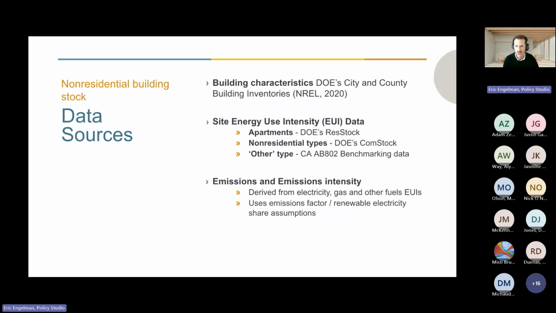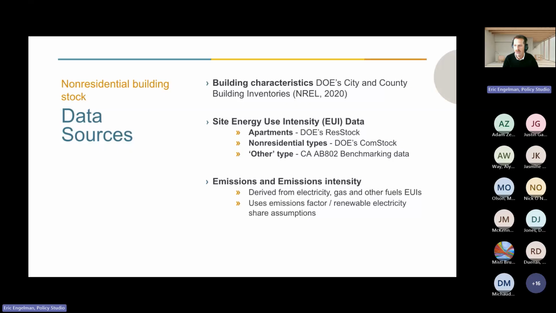And finally, before we jump into the demo, I just want to go over the data sources that we use for this feature. Jasmine will show you where you can find more information about these in the demo. But the building characteristics data comes from the Department of Energy's city and county commercial buildings inventory produced by NREL.